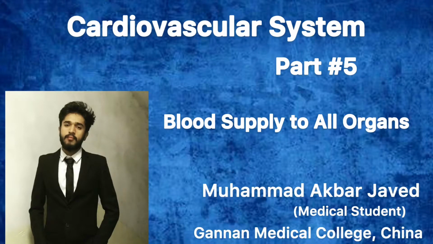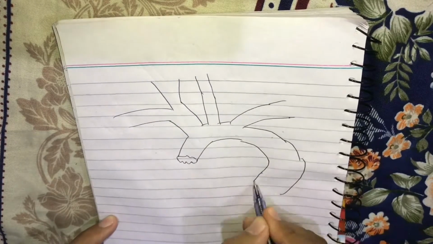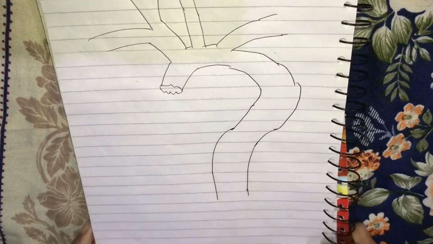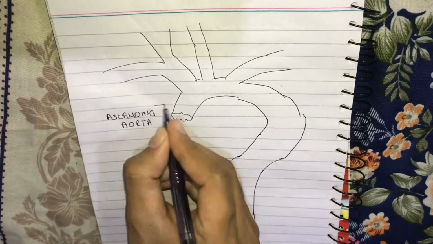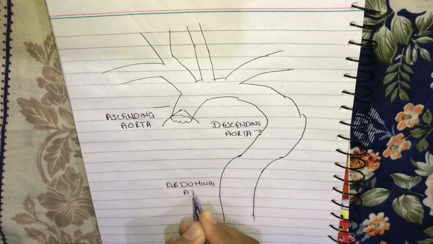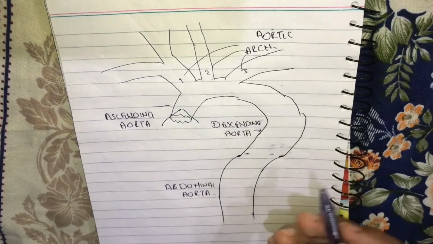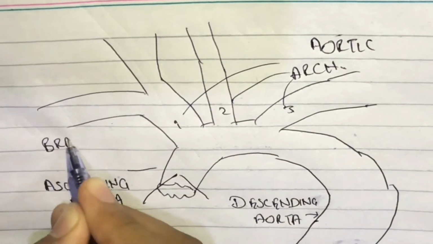CVS Part 5. In this lecture, we'll talk about the arterial blood circulation to all the organs. Here is the ascending aorta and the descending aorta, the arch of aorta and the abdominal aorta. Now talk about the arch of aorta.